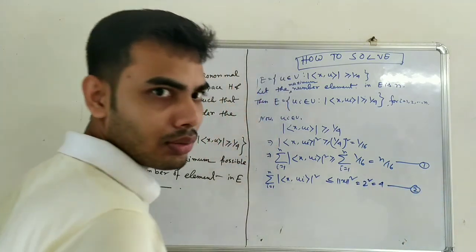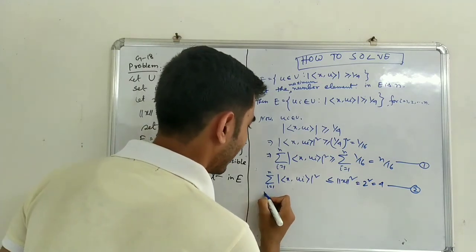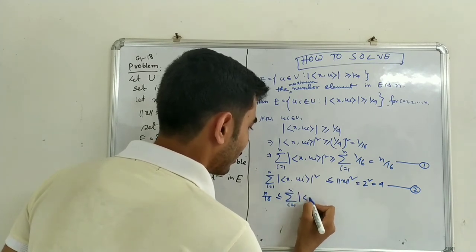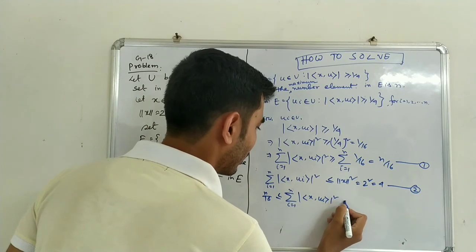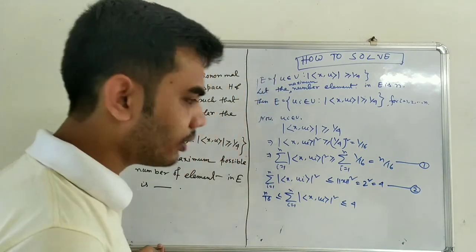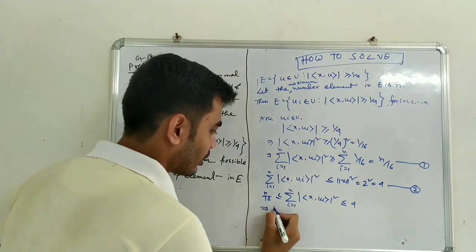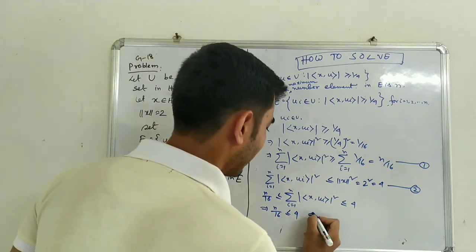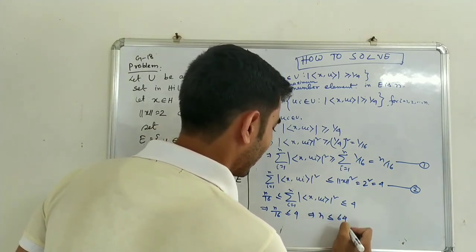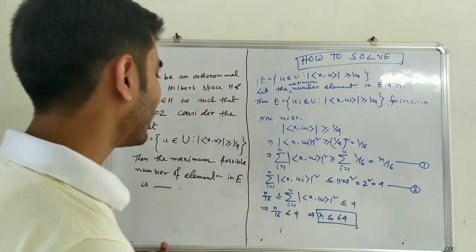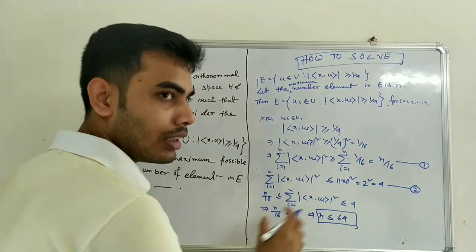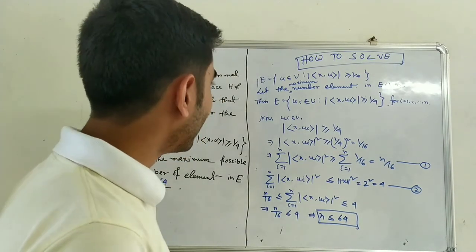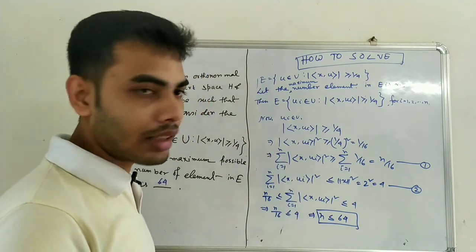And combining these two inequalities we get n by 16 less or equal to summation i equal to 1 to n of inner product of x and u_i, square, less or equal to 4. Clear? And this implies n by 16 less or equal to 4, and this implies n less or equal to 64. So the maximum possible number of elements in E is equal to 64. Clear? So this is the way to approach this kind of problem, and I hope you got the idea.